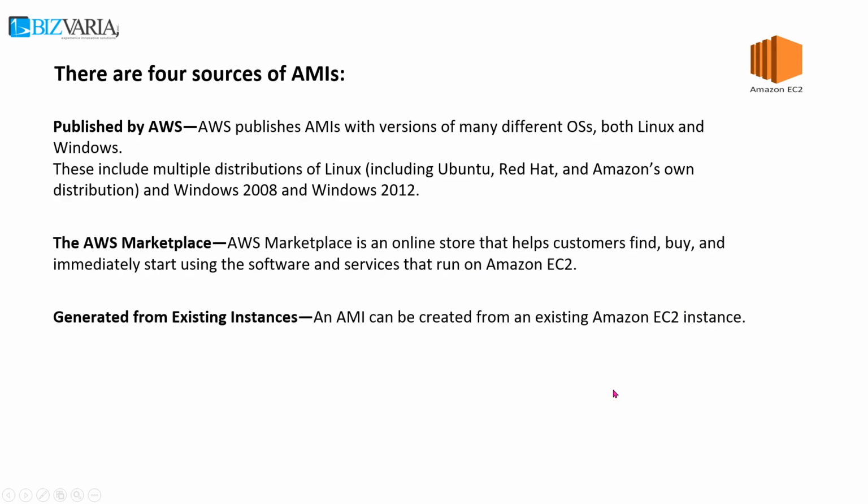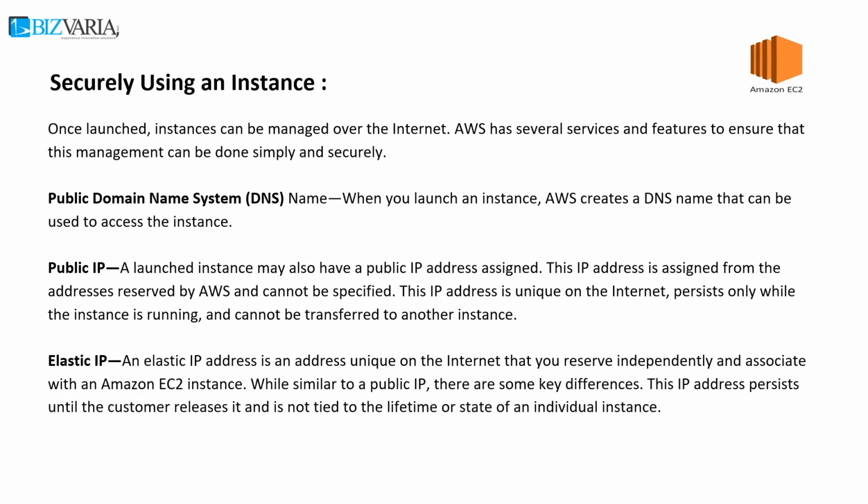So this is actually the slide about the source of AMI. I think I already discussed there's a different... So you have public IP address, you have private, you understand what is public, what is private IP. There's another IP address called elastic IP address. What is elastic IP address? It says an elastic IP address is an address unique on the internet that you reserve independently and associate with an Amazon EC2 instance.